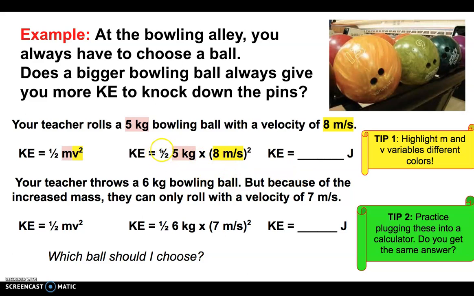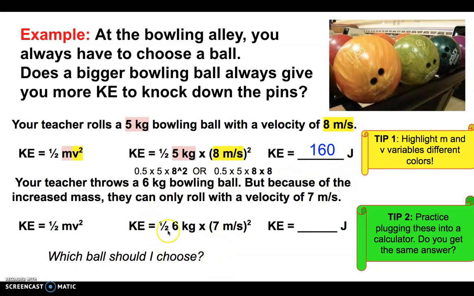Well, 1/2 is the same thing as 0.5. So on my calculator, I'm going to type in 0.5 times 5, the mass, times 8 squared. Sometimes calculators have a squared button. Sometimes you need to use a little caret and then a 2. Or if you're using a very simple calculator, you might just write 8 times 8, because squared just means you multiply by itself again. I typed that in on my calculator and I got 160 joules.